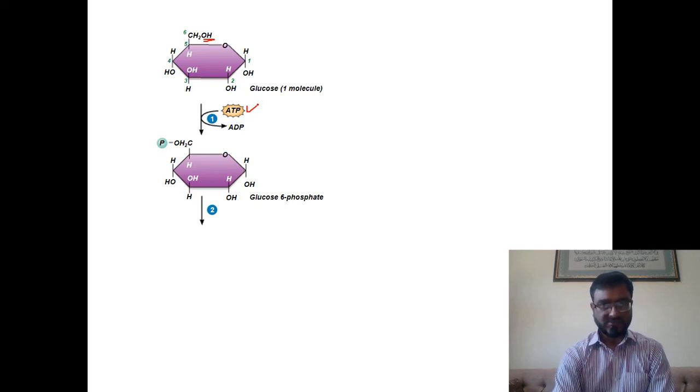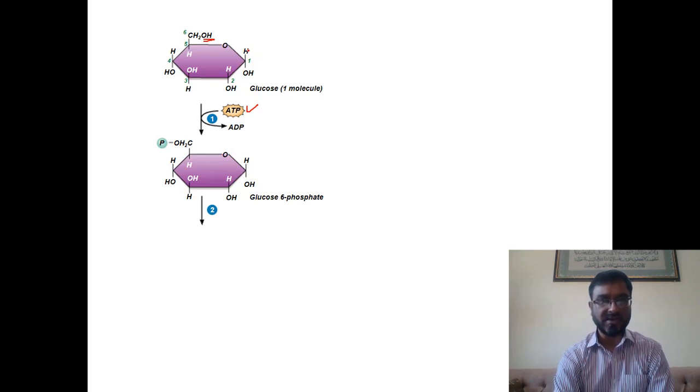So look at this one. This glucose is converting into glucose 6-phosphate. The kinase enzyme is there, and the phosphorus is added at that point. This is the phosphorus. All the molecule, that glucose molecule, is the same.